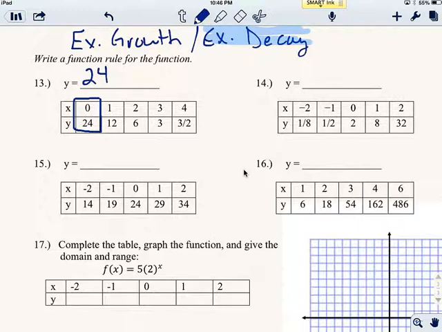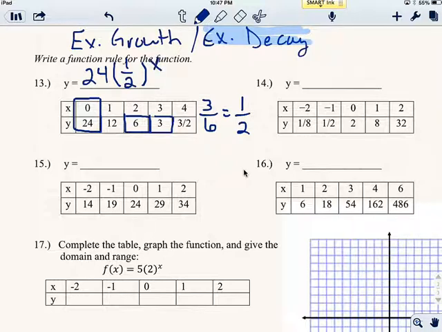Now what am I going to multiply by as my decay rate? Remember, a really easy way to do this is take any number in your table and divide it by the previous number. So I'm going to take 3 and divide it by the previous number, which is 6. So 3 divided by 6 reduces down to 1/2. So 1/2 is going to be my decay rate, which makes sense because 1/2 is smaller than 1, and we know that decay rates must be smaller than 1.